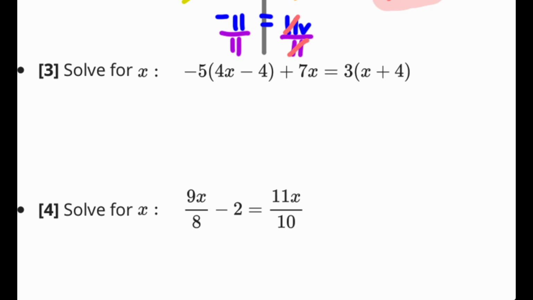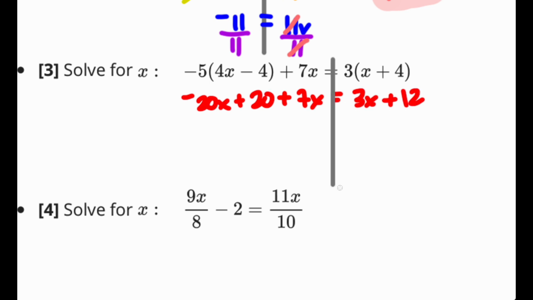It looks like there are 2 distributive properties that we're going to have to use on this one. So this first one right here, negative 20x plus 20 plus 7x is equal to 3x plus 12. I'm going to put that line there to separate one side of the equal sign from the other side. So you end up with something like that. First thing I'm going to do from here is combine like terms on the left. So this and this is going to be negative 13x there. I'm going to have the plus 20 right here. And then this is equal to 3x plus 12.